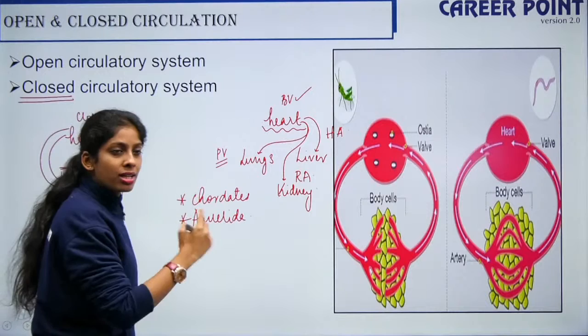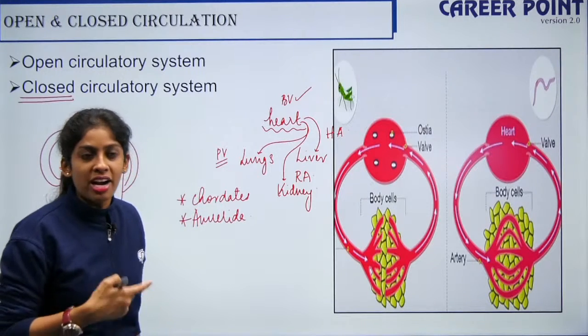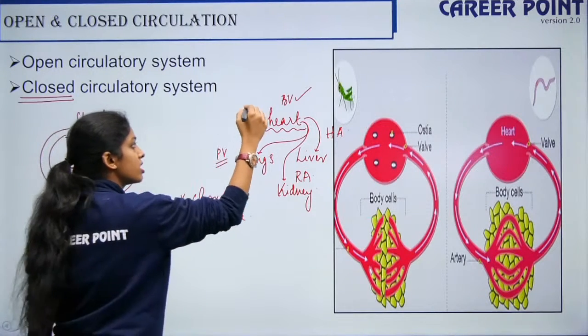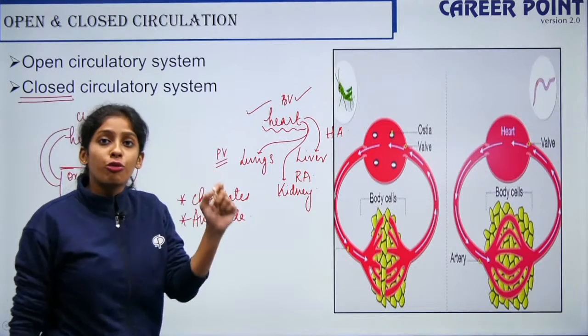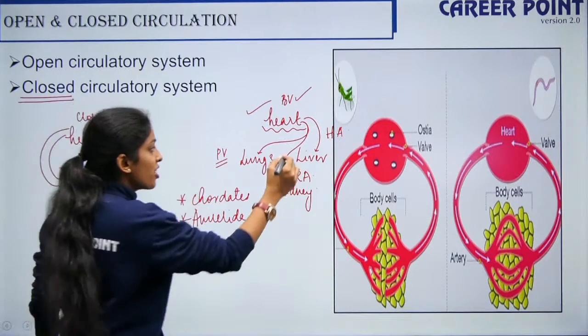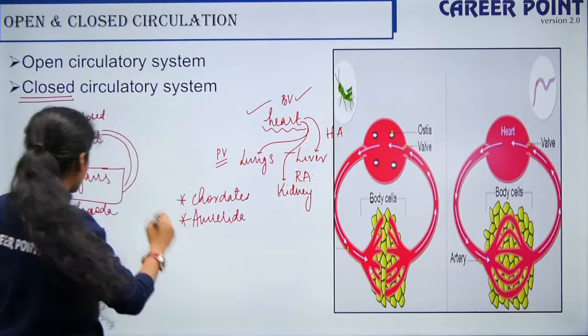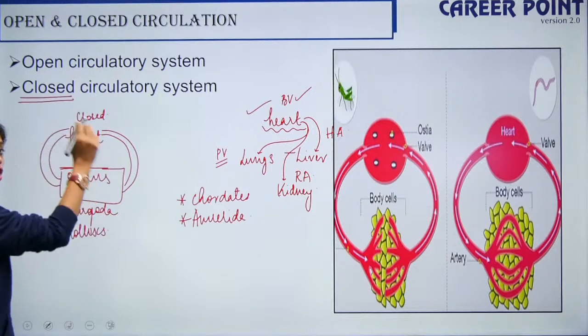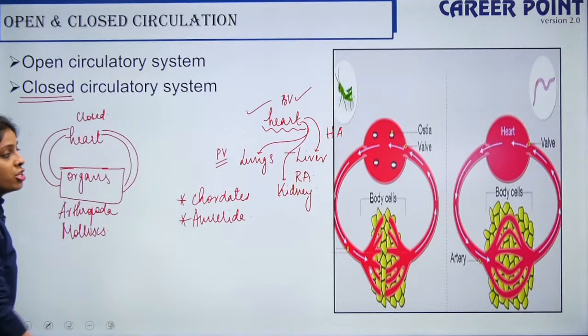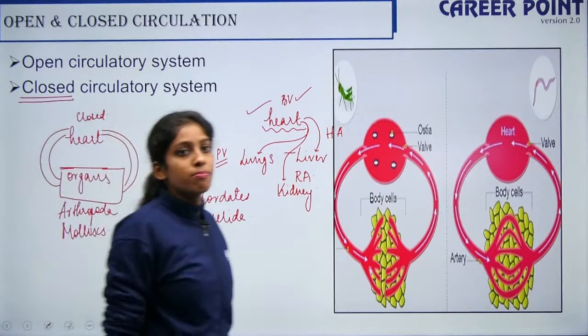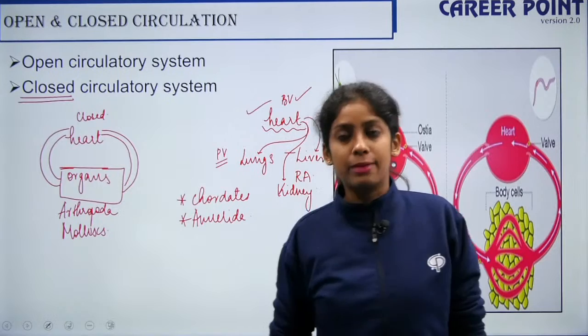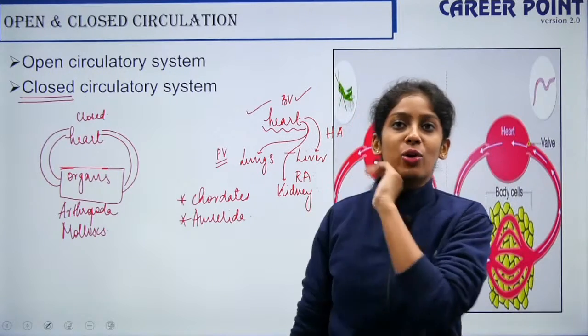Among these two, the more advantageous or beneficial is the closed circulatory system because the flow can be regulated. I can regulate the flow of blood that is moving into the kidney, right? Here I cannot regulate because it is common for all the organs, right? So closed is more advantageous compared to the open circulatory system. So this is about open and closed circulatory system.